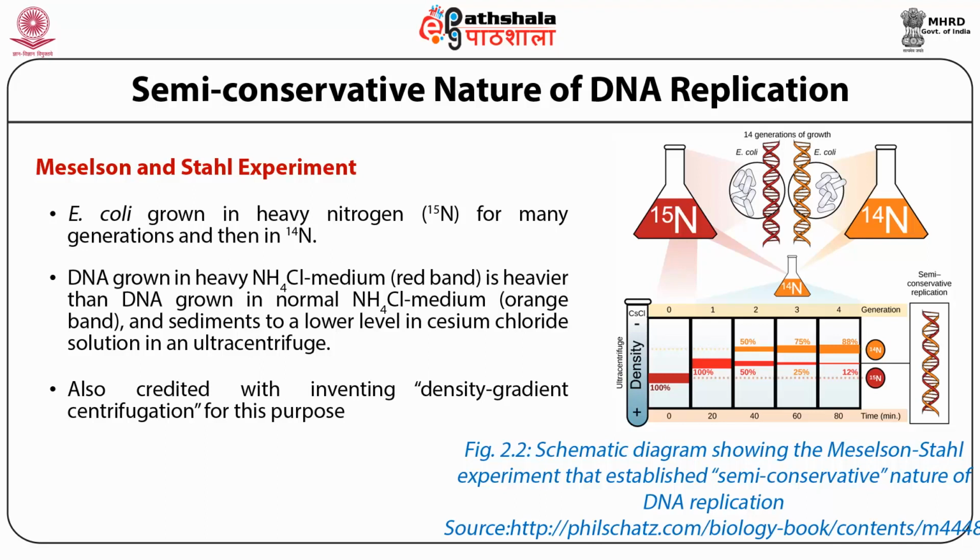The percentage of normal nitrogen in the E. coli extracts kept increasing exponentially, and the percentage of heavy nitrogen in the E. coli extracts kept decreasing exponentially. This could be possible only if each generation contained one parental strand and one daughter strand. For the same experiment, they are also credited with inventing the density gradient centrifugation technique, which today is being used for several other genetic experiments.